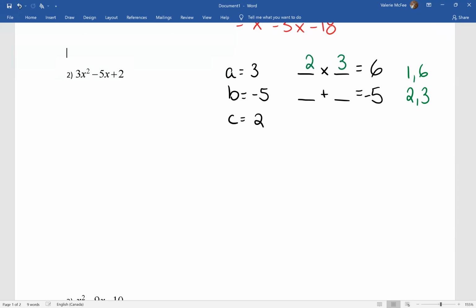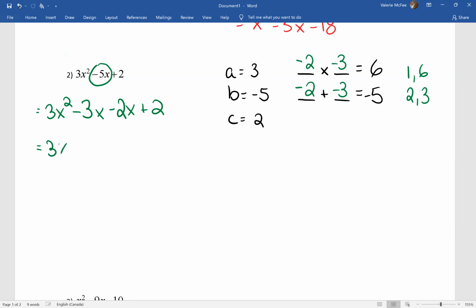We know 2 times 3 multiplies to equal 6. We also know if they're both negative, they will add to -5. So now we can use those numbers to change the middle term. 3x squared minus 2x minus 3x plus 2. The order doesn't matter. If you decided that you wanted to put the 2 here or the 3 here and the 2 here, that's fine.